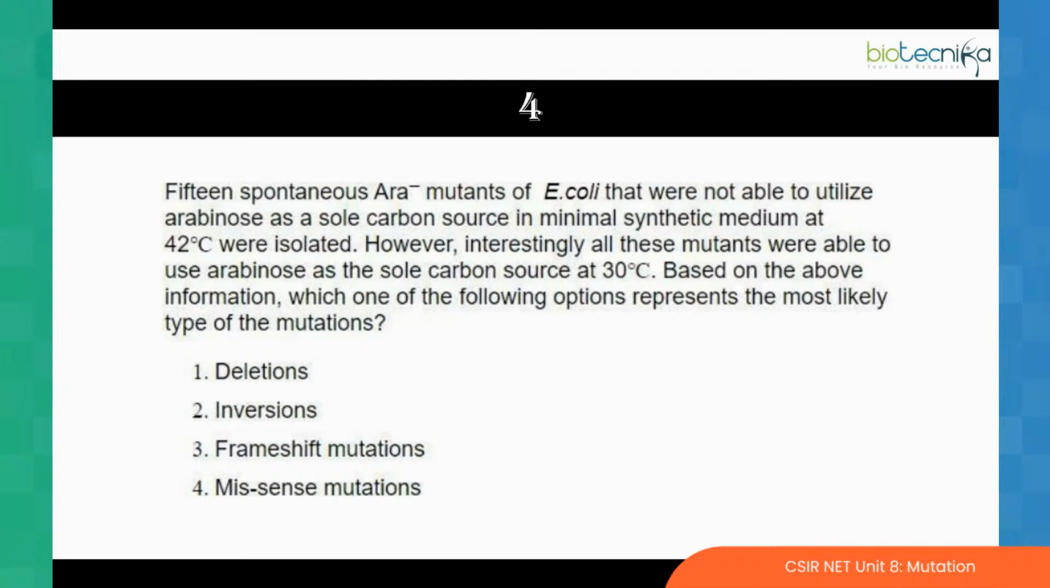All right, I hope all of you have read the question. So let's see together. 15 spontaneous ara minus mutants of E. coli that were not able to utilize arabinose as a sole carbon source in minimal synthetic medium at 42 degrees Celsius were isolated. However, interestingly, all these mutants were able to use arabinose as a sole carbon source at 30 degrees Celsius. Based on the above information, which one of the following options represents the most likely type of mutation?